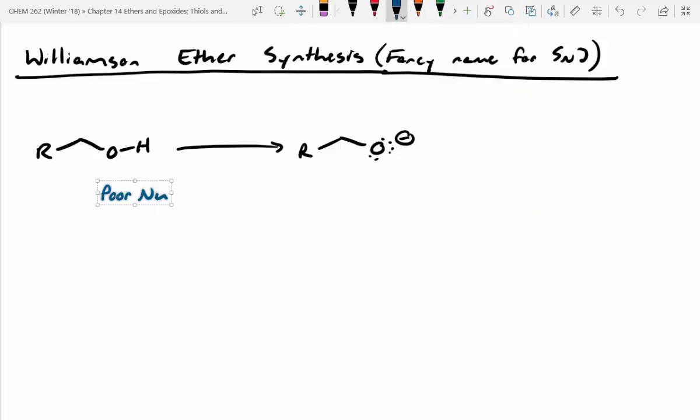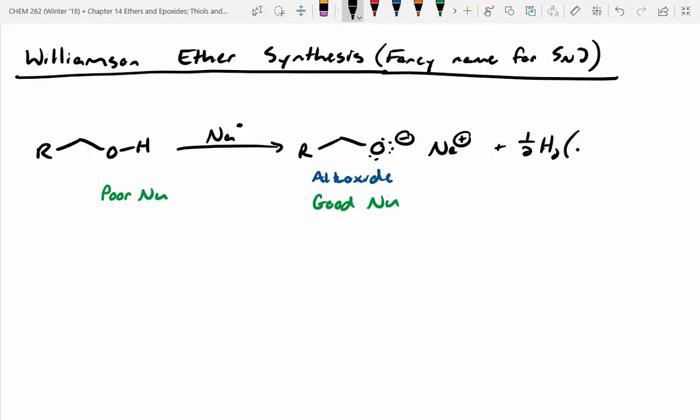So we can convert this to an alkoxide. All of a sudden, this is a good nucleophile because that oxygen's got a negative charge. What reagent should we use? We saw this last term, or last chapter. Metal. Yeah, we can use a metal, right? So for example, we could use something like sodium metal. That means our countercation would be Na+, and we generate half an equivalent of hydrogen gas as our byproduct, right?